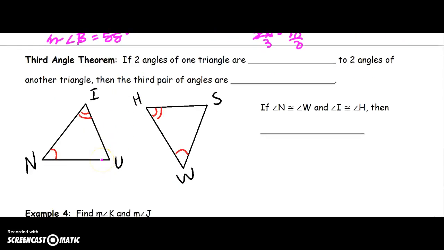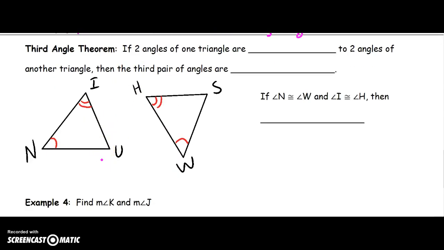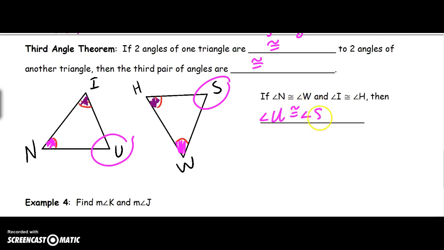One other thing we need to know is the third angle theorem, and that is if two angles of one triangle are congruent to two angles of another triangle, then the third pair of angles are congruent. So in this example, if N is congruent to W, those are the same angle measure, and we also say I is congruent to H, then you can say that the last two angles, U and S, are also congruent.